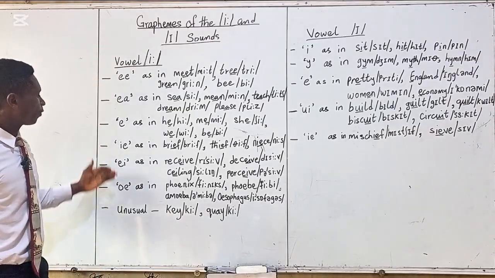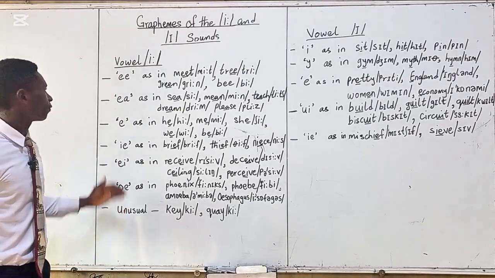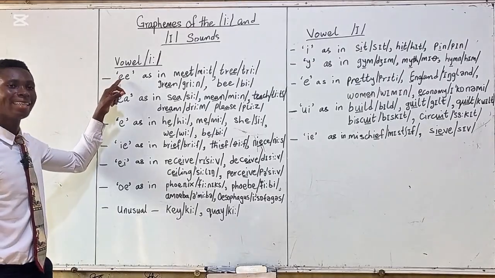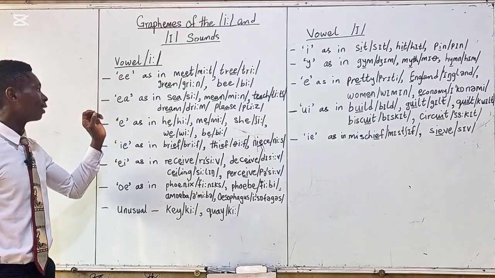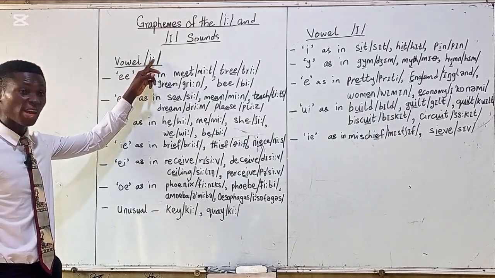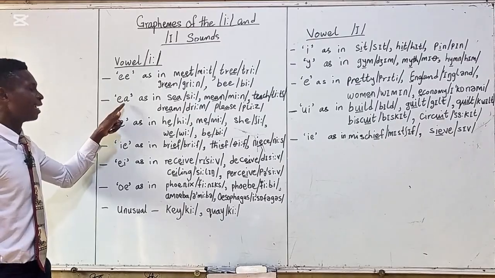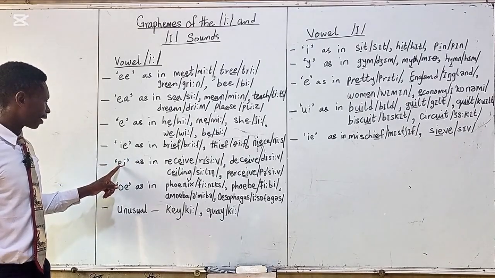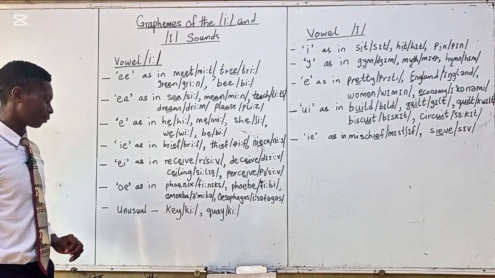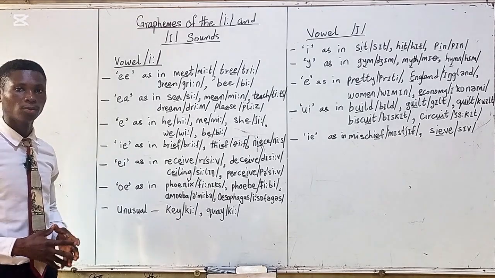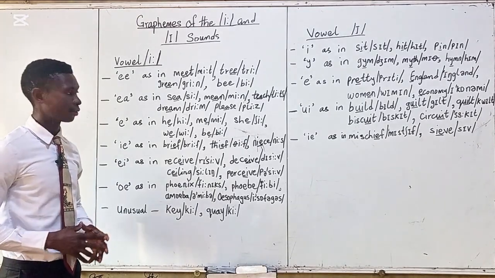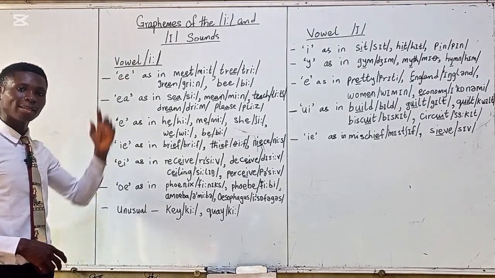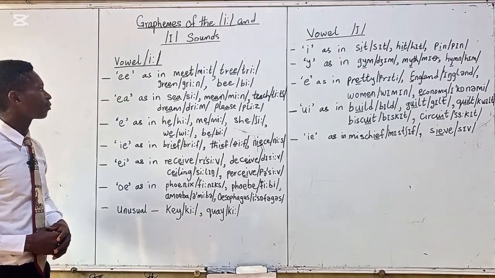Here are different spellings of vowel number 1. In other words, where you have EE in words, you are likely to have the sound E. Again, EA, E, IE, EI, OE, and other unusual patterns. All right, so let's begin with the grapheme EE.